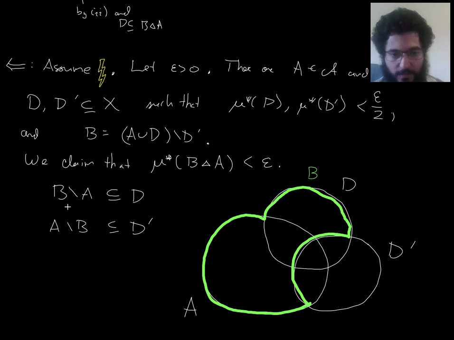And then what's B delete A? So let's underline that in red. So B delete A is this green thing, and then cut out of it A. So what you'd be left with is this stuff. And you can see that that really is a subset of D. So good, check.